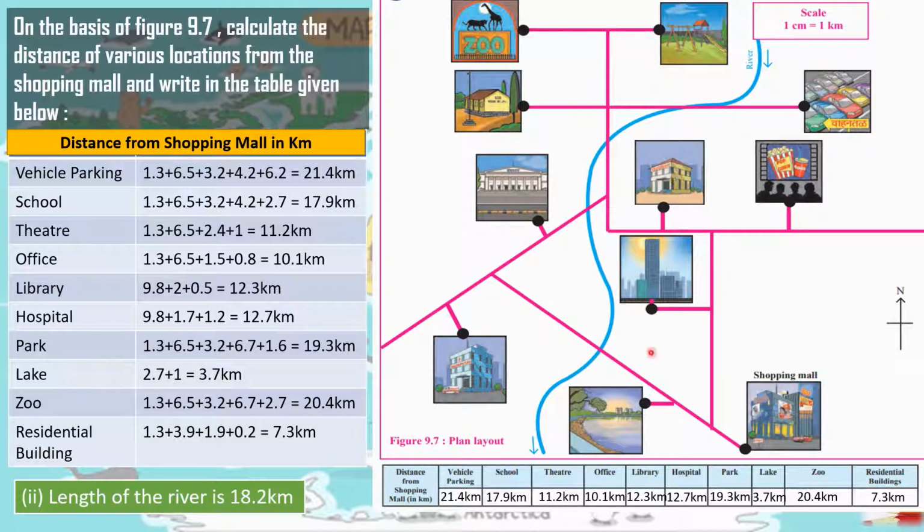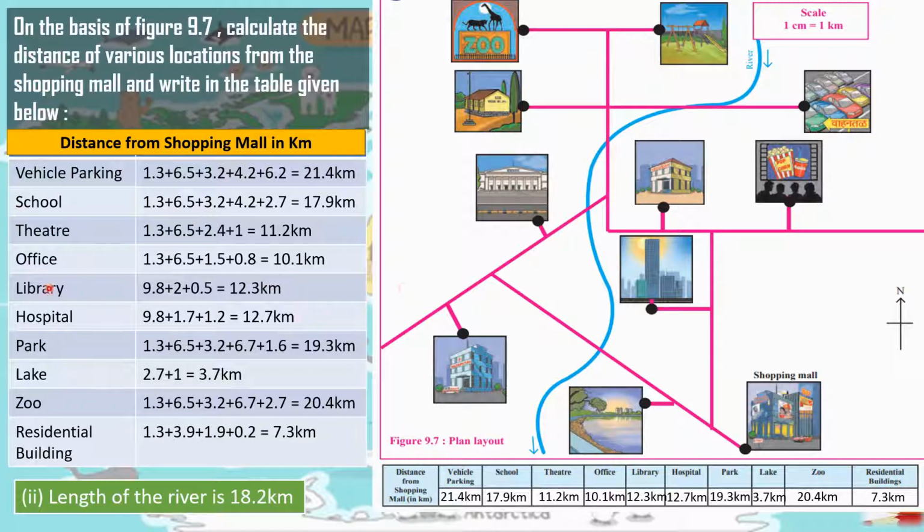So again we'll go from here, that is 1.3 plus 6.5 plus 1.5, this one 1.5 and then here 0.8. So in total it is 10.1 kilometers. So from shopping mall to office, it's 10.1 kilometers.